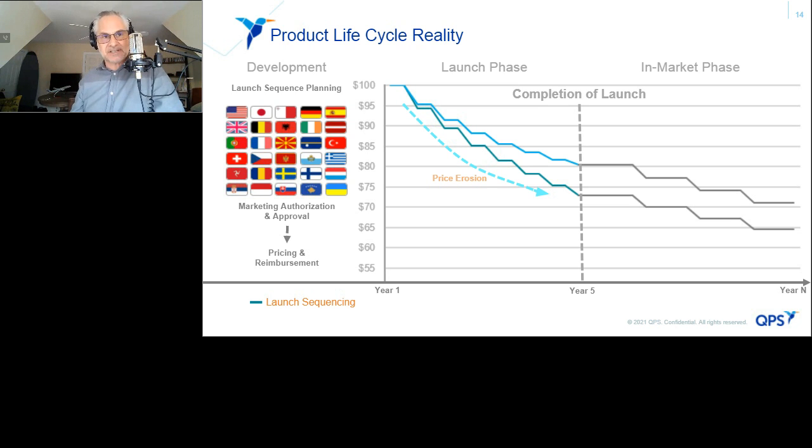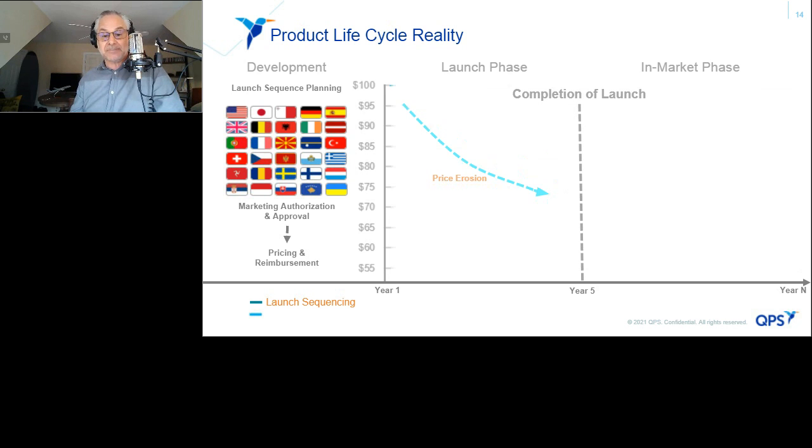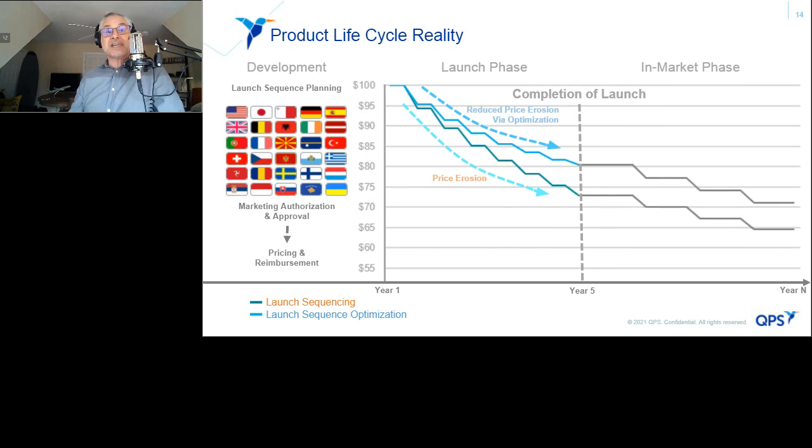But there's also another dynamic associated with this, and that part of the price erosion is caused by the complexities of international reference pricing. And we know that if we take a more considered, more precise plan and methodology for launch sequencing, we can achieve the line that's above the bottom line, by reducing that price erosion through a technique called launch sequence optimization.